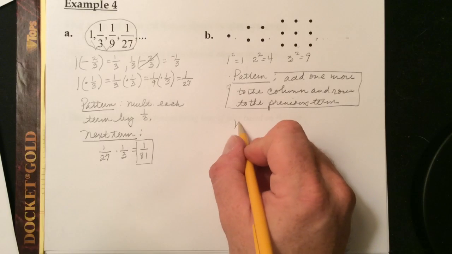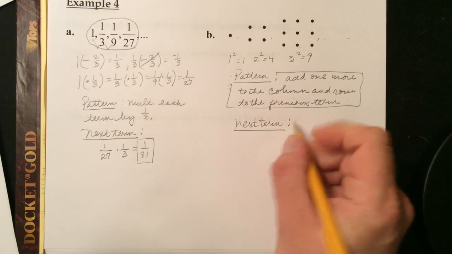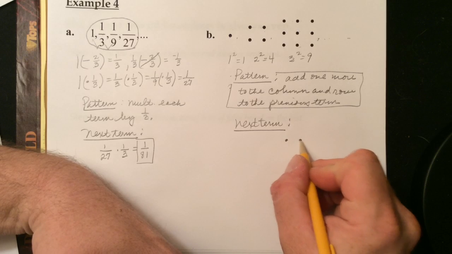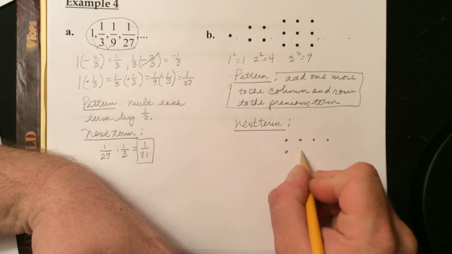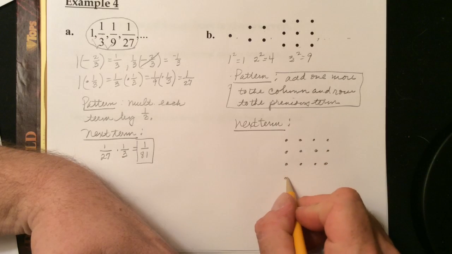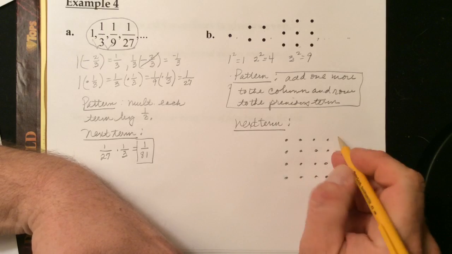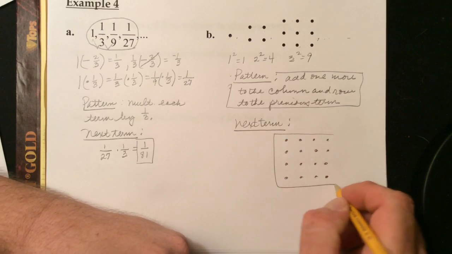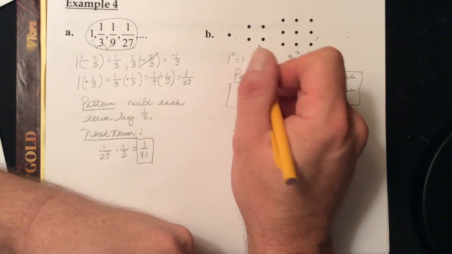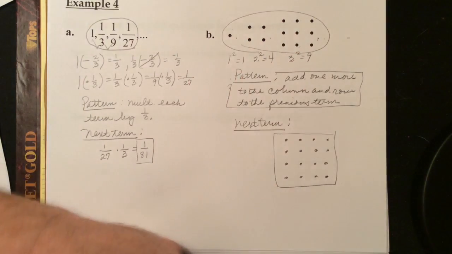So our next term, we would take and make 4 rows and 4 columns of dots. And so this right here would be boxed in, and our previous information or prior knowledge would be what we were given.